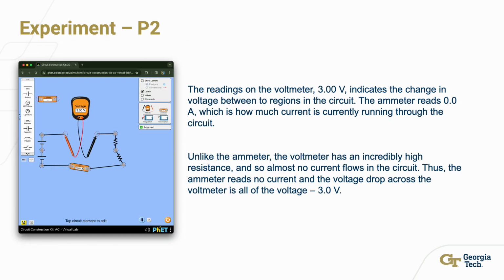For the second part, the reading on the voltmeter is 3 volts, indicating the change in the voltage between the regions in the circuit is all of the voltage. And the ammeter reads 0, which is how much current is running through the circuit. Unlike the ammeter, the voltmeter has an incredibly high resistance, so almost no current flows through the circuit because of this. And so the ammeter reads no current, and the voltage drop across the voltmeter is all of the voltage, negative 3.